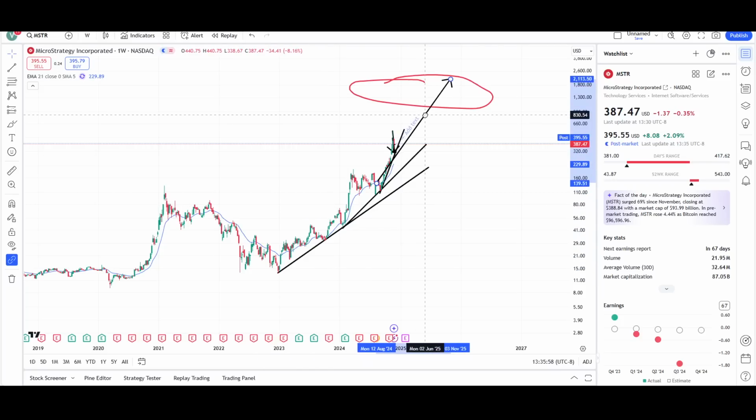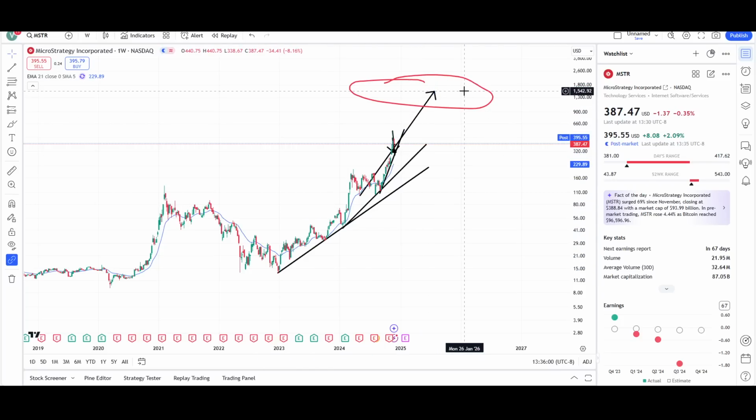This is all one large leg. This is the second leg up, and that's targeting right around that $1,550 to $1,600 level. And we can get there pretty quickly, right? Because of the angle that we're moving at, we can get there before summertime of next year, probably even faster. So overall, very bullish for MicroStrategy long term.